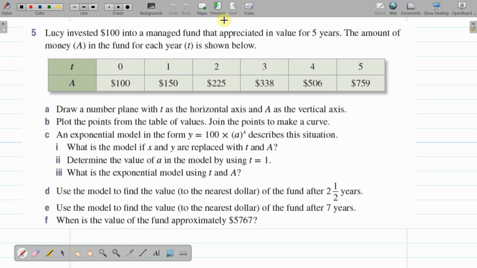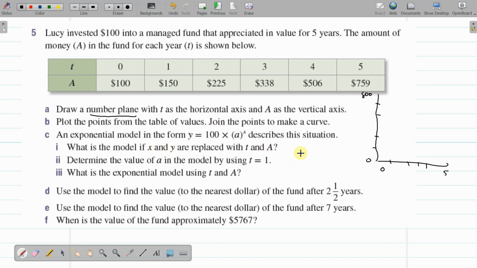Straightforward there. Next. Investment. Draw a number plane. So value across the bottom, 0 to 5. Up this way will be 0 up to 759, so probably 800. Make sure they're equally spaced, and then plot the points.